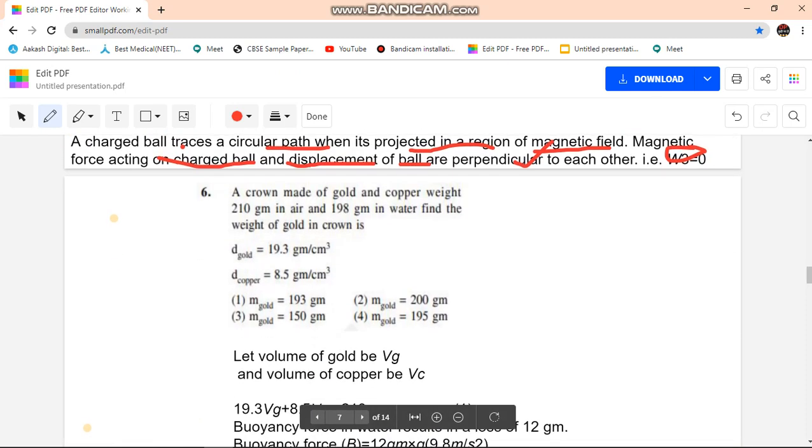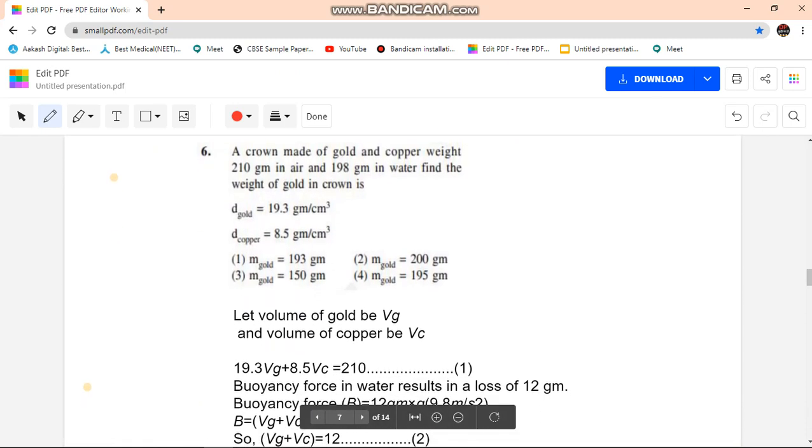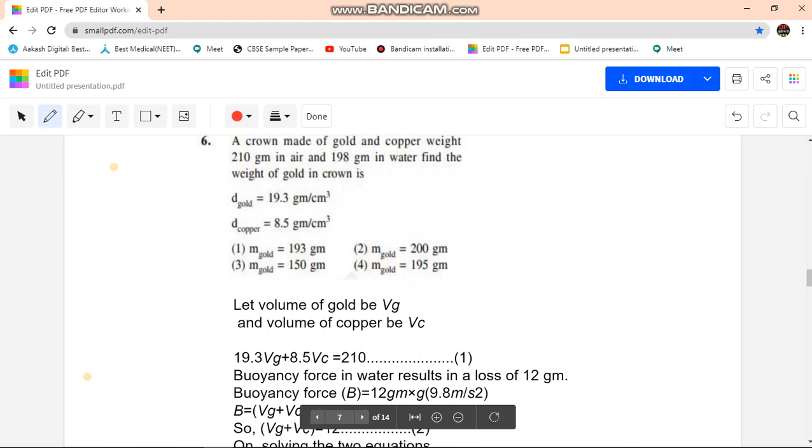Moving on to our next question. A crown made up of gold and copper weighed 210 gram in air and 198 gram in water. Find the weight of gold in the crown. And we have been given the density of gold, which is equal to 19.3 gram per centimeter cube, and the density of copper is given as 8.5 gram per centimeter cube.